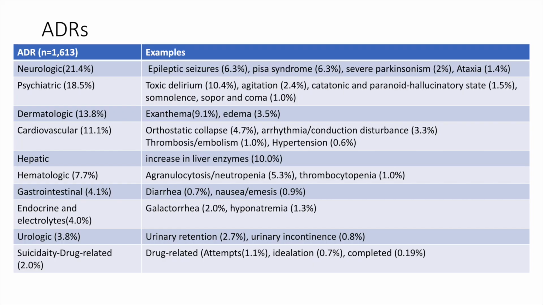Another neat thing the ASMP study did was break down the ADRs based on the body system affected. This is how I broke down the rest of the presentation, which we'll get to. Neurologic, we see some epileptic seizures can occur. Pisa syndrome was frequently reported within this study. Pisa syndrome is like the Leaning Tower of Pisa. It's an extrapyramidal symptom. Somebody can be leaning over like the Leaning Tower of Pisa.